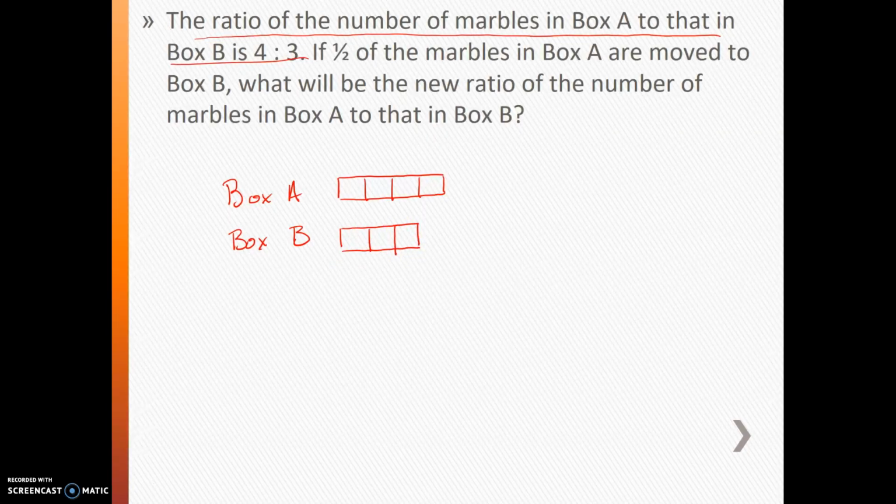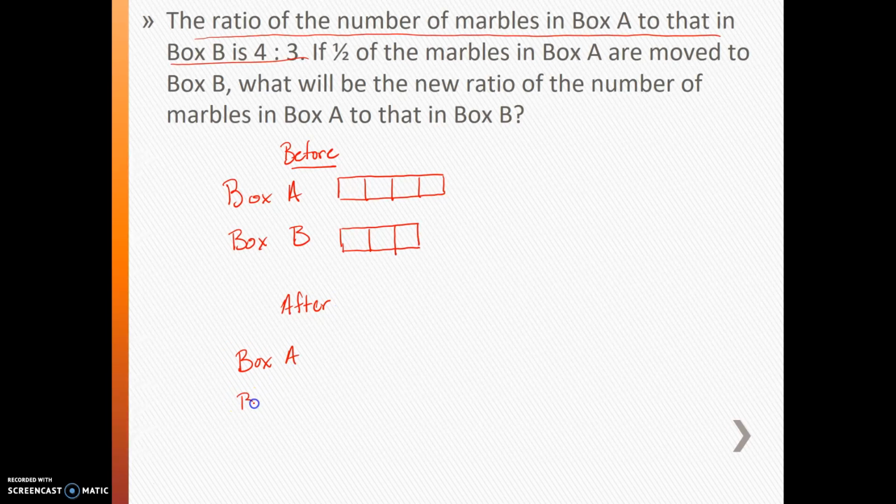Okay, so let's take a look at what our after situation is going to be. It says if half of the marbles in box A are moved to box B, so that's obviously going to be our after situation, right? Half of those marbles in box A are going to move down to box B. And then what's changing? Well, in this problem, both are going to change, aren't they? Because box A is going to give some away to box B. And the question that we're trying to answer is what will be the new ratio of the number of marbles in box A to that in box B? So let's go ahead and label this diagram before. And now let's go down here and label this after.